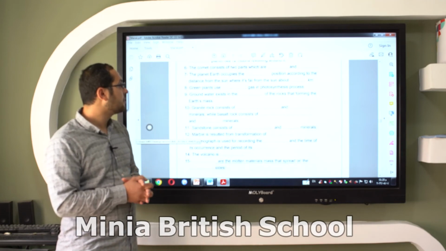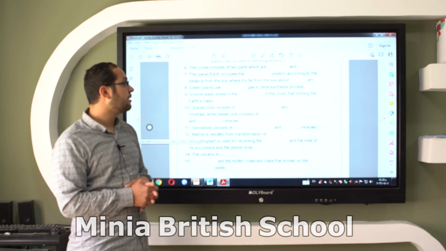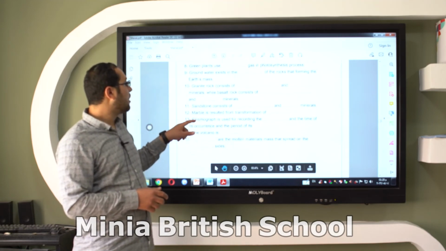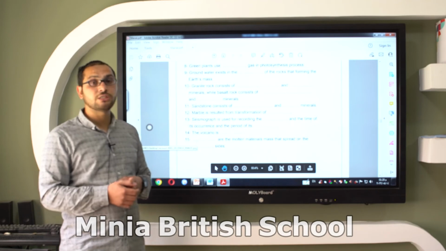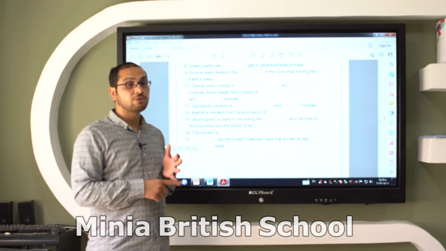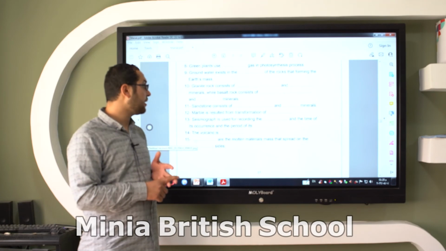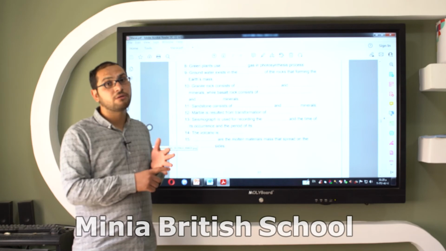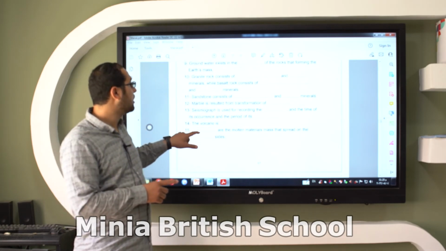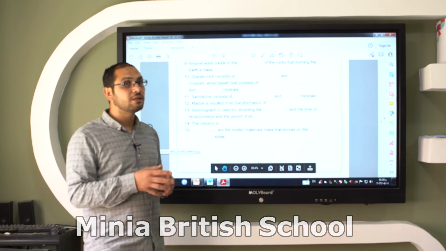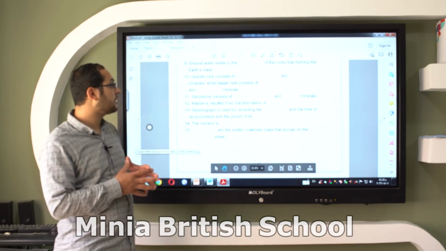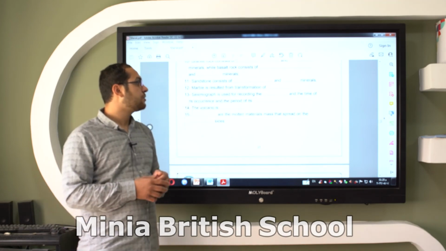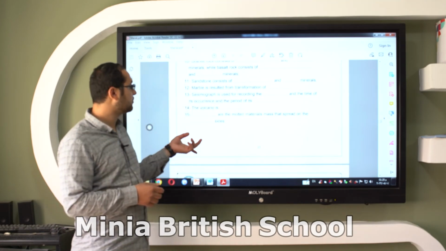Green plants use carbon dioxide gas in the photosynthesis process. Granite rock consists of quartz, feldspar, and mica, while basalt rocks consist of feldspar, olivine, and pyroxene. Sandstone consists mainly of sand particles, and the sand particles consist of quartz. Marble results from the transformation of limestone.